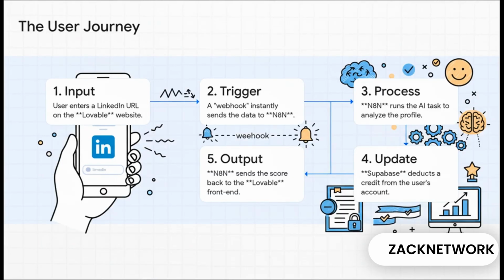It's actually pretty elegant. Your user goes to your website, the Lovable storefront, and pastes in a LinkedIn URL. The second they hit go, an alert, it's called a webhook, instantly pings N8N, the workshop, and sends it that URL. N8N immediately gets to work running its AI analysis on the profile. While it's doing that, it sends a quick message over to Supabase, the ledger, and says, hey, deduct 1 credit from this user's account. And once the AI is finished, N8N zips the final result right back to the Lovable website so the user can see it.